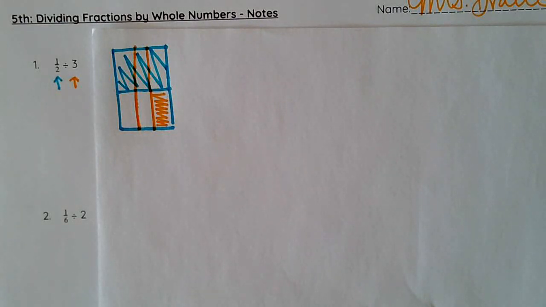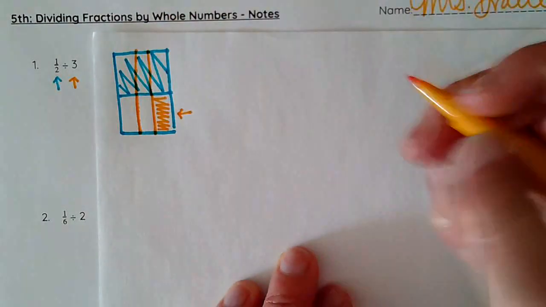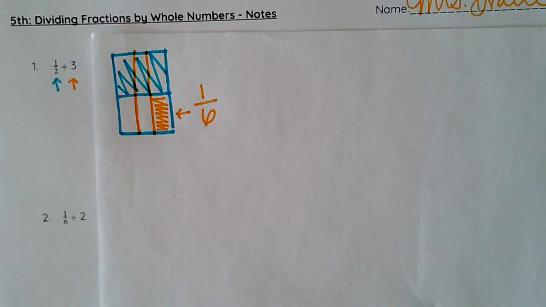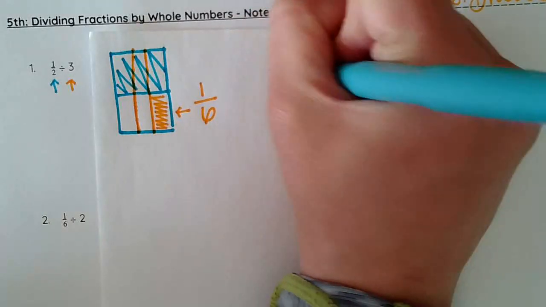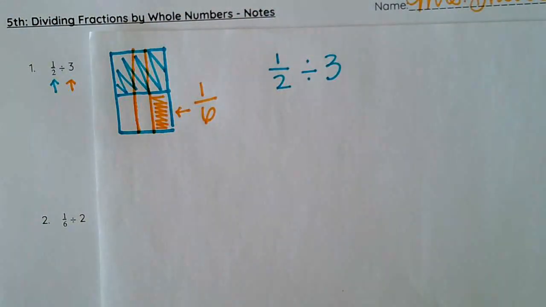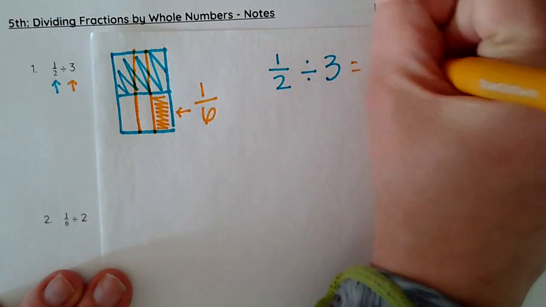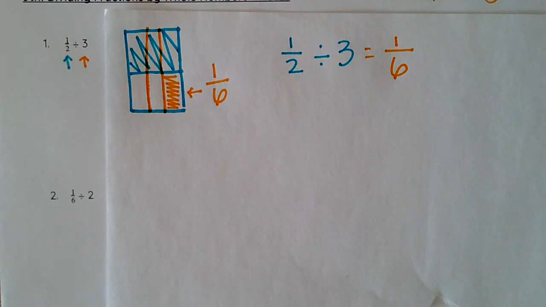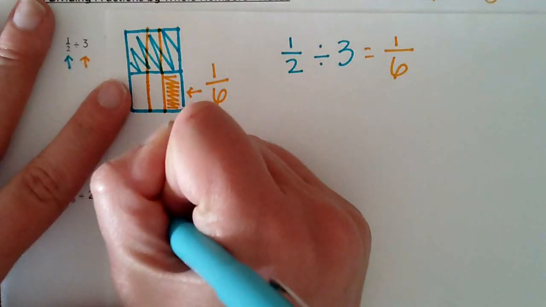So now I can tell you that I have 1 part of 6. So I am taking 1/6 of the entire cake. Therefore, 1/2 divided by 3 will get me 1/6. Let's try another one. We've got down here 1/6 divided by 2. Okay, so here I'm going to go ahead and draw.